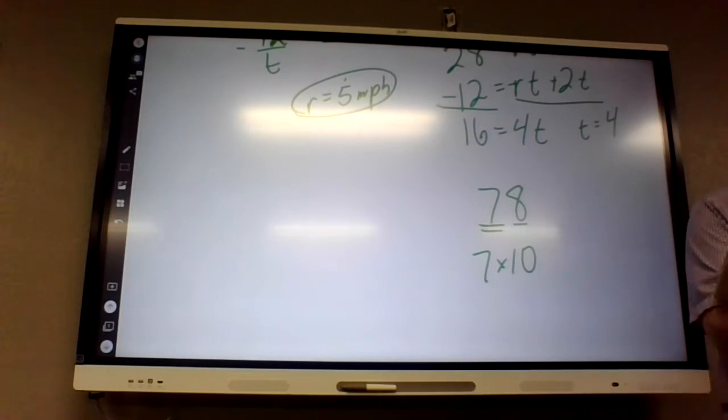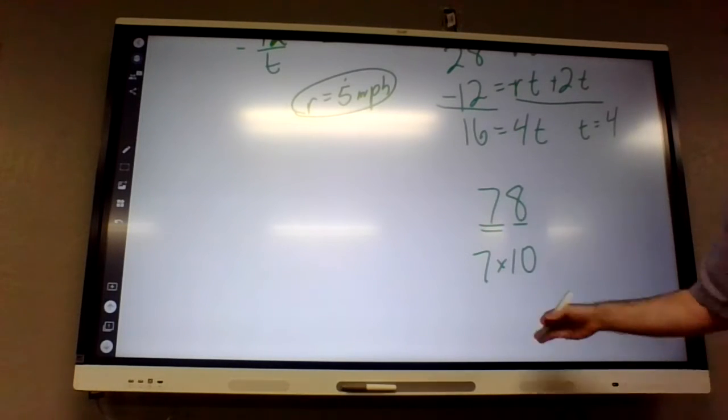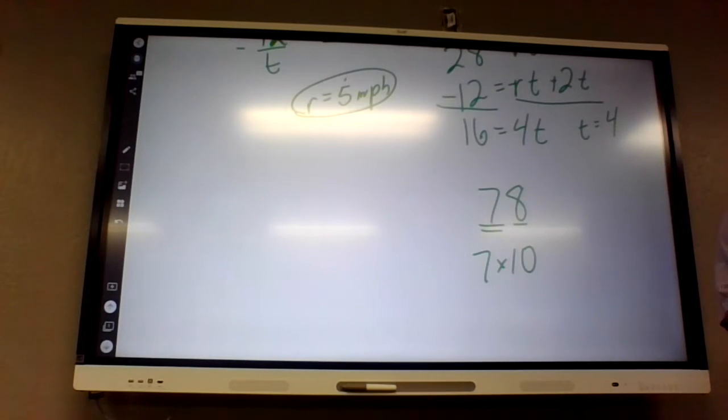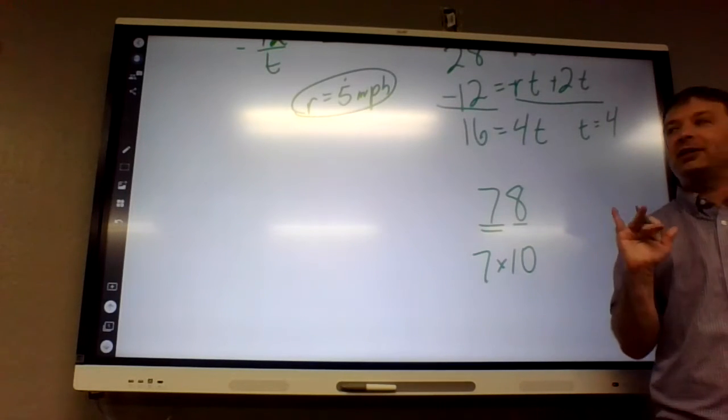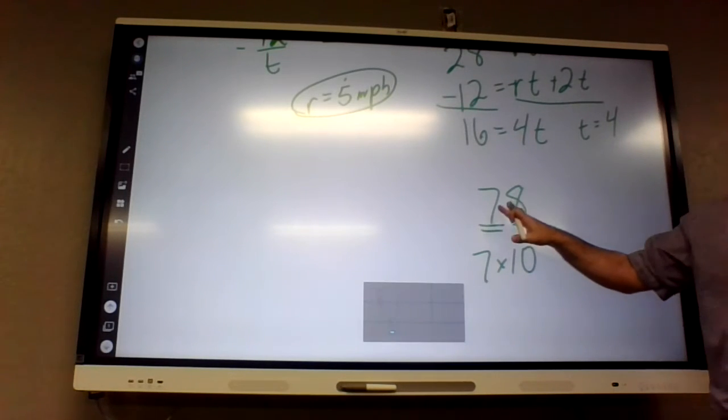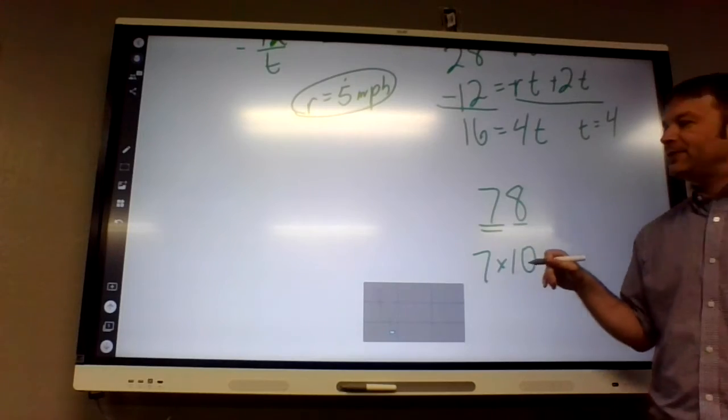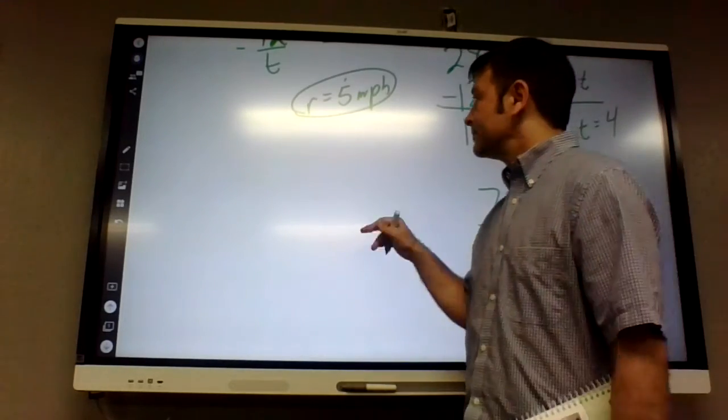Okay, anyway, keeping that in mind, the sum of the digits of a 2-digit number is 15. So it could be 78. I hope I didn't accidentally write the answer down. I did not. It could have been 78, because 7 plus 8 is 15. It's not 78. I just looked at the answer.